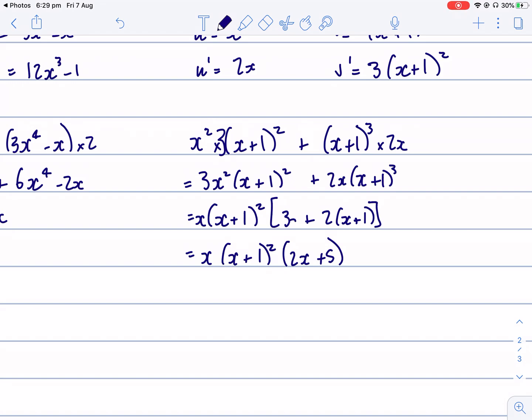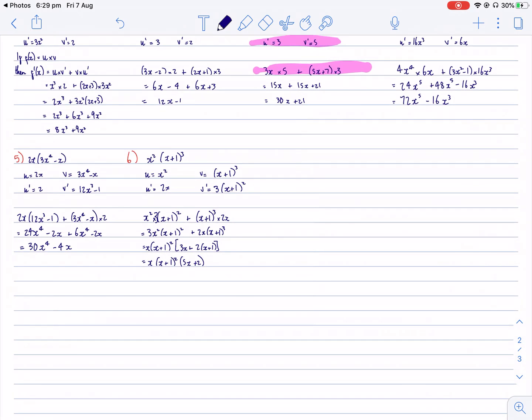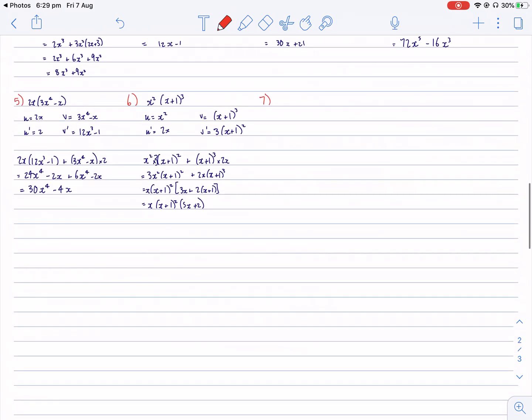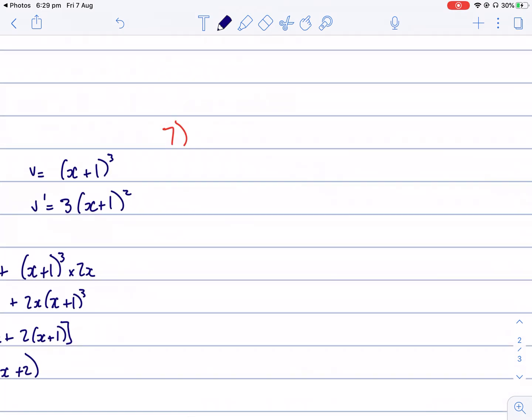Oh, it should have been 3x. That makes sense. 5x plus 2. Okay, and 7. Where are we? These lines are a bit more of a slog than the others.